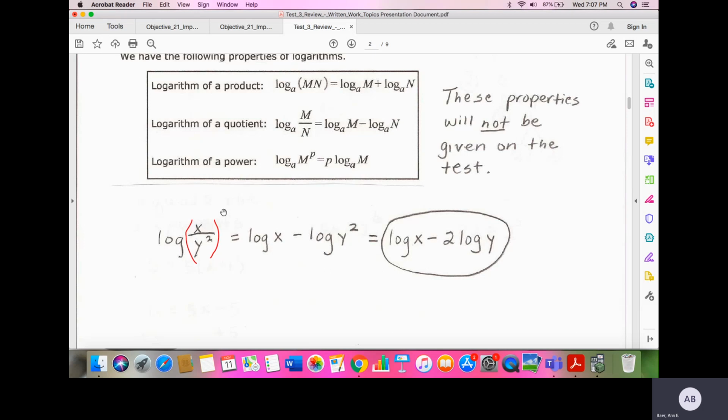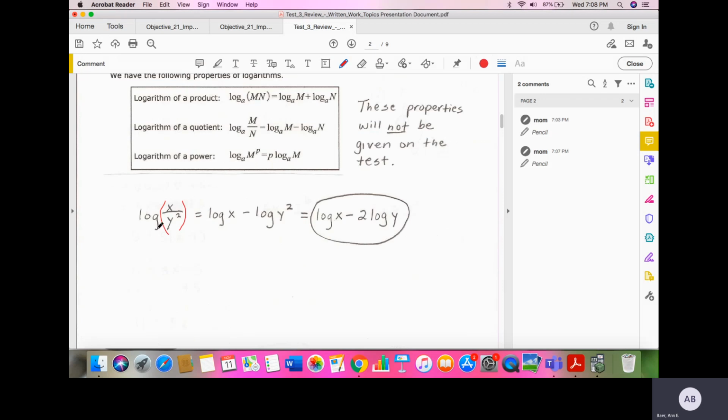So let's do that. And just as a reminder, this is really log understood base 10. So we could have a base 10 written down here, like so. I'll just squeeze in the base 10 here. So we're talking about log base 10 of x divided by y squared.